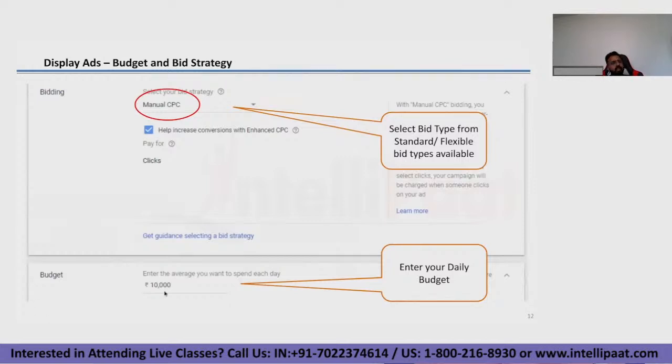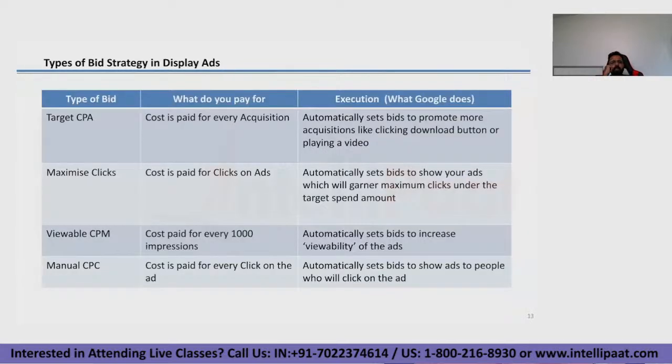Next is the budget tab. So in the budget tab, you put in the spend that you want to do on a daily basis. And this is the bid strategy. I already said that we will address what the specific bid strategies are. So I will go through each of these strategies.